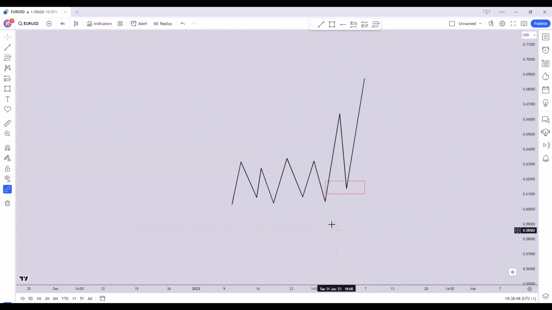And obviously when price aggressively shoots up, we want to buy when price returns to the demand area. And when price aggressively shoots down, we want to wait for price to return to our supply area to then head back down.